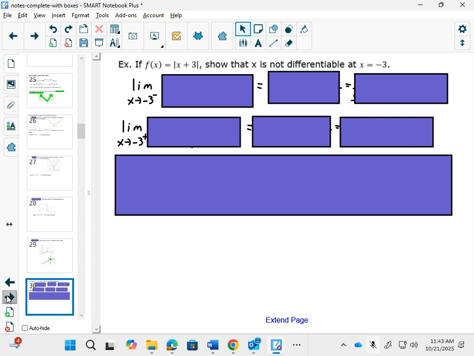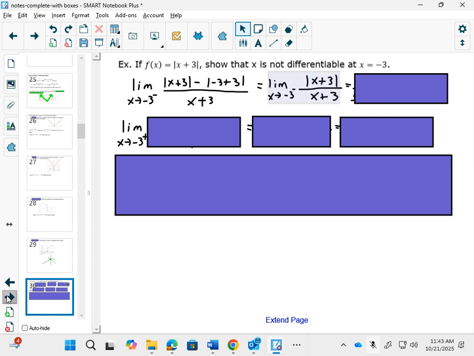So if f of x is the absolute value of x plus 3, how would we show that it's not differentiable at x equals negative 3? Well, if we went from the limit from the left, okay? And here I'm using one of my slope formulas at the specific point: f of x minus f of c over x minus c. I simplify it and I get the absolute value of x plus 3 over x plus 3.